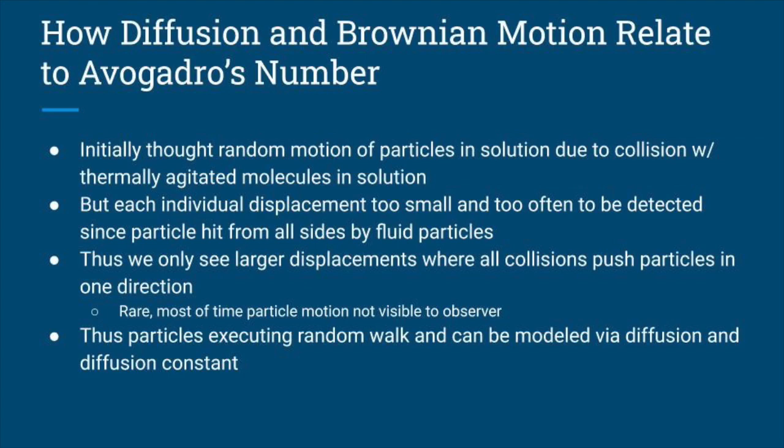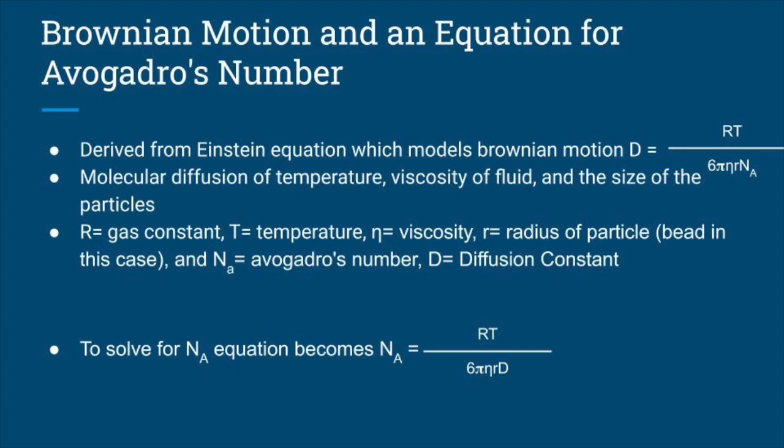Initially, we thought that the random motion of particles in a solution was due to collisions with thermally agitated molecules, but the individual displacement was too small for each molecule, and because of this, we could not detect the smaller displacements present. We could only see larger displacements where all collisions push particles in one direction. Thus, the particles executing random walk can be modeled via diffusion and the diffusion constant, r, which is the radius in meters, and Avogadro's number. We can rewrite this equation to calculate Avogadro's number.